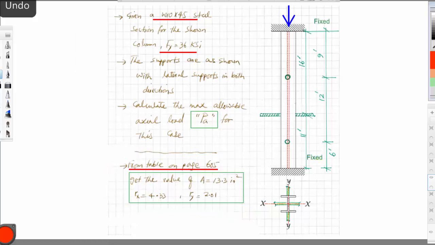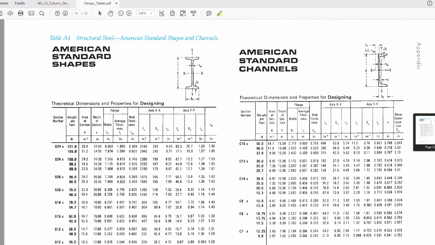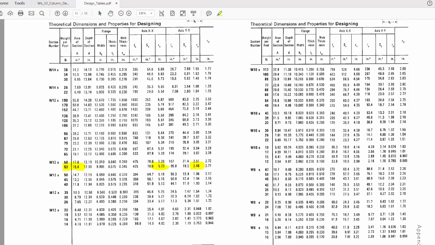You have to find them out from the tables. 10 by 45. So if you go to 10 by 45, 1045 will be this. So you see area is 13.3 and Rx is 4.33 and Ry is 2.01. So again, just in case you are wondering where these numbers are coming from.